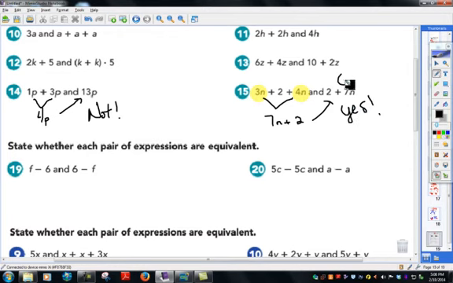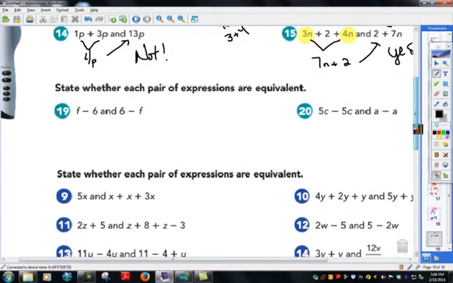Why? Because of the commutative property of addition. Those are the exact same thing. Remember, 4 plus 3 is the same as 3 plus 4. That's the same thing. State whether the two are equivalent. Guys, I hope nobody thinks yes on this one. Why is this not equivalent? Because there is no commutative property of subtraction. You cannot just pick a number. Pick 1.